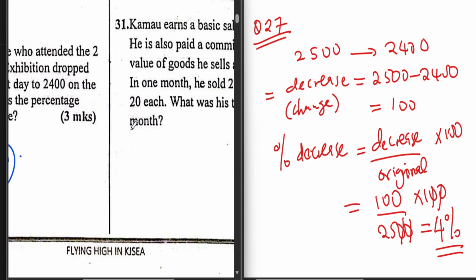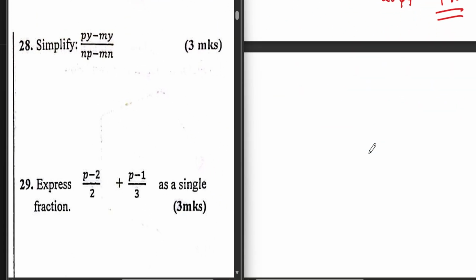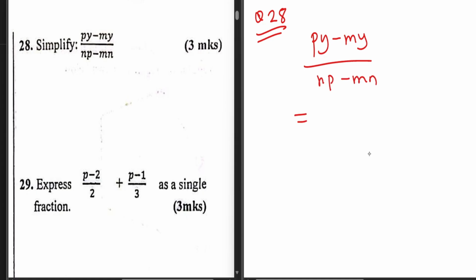That's question 27. Let's go to question 28. We're nearing the end of this paper. Question 28. Simplify py minus my over np minus mn. We factorize first. Very key concept. So the common factor on the numerator is not p, nor is it m, but is y. So y is your common factor, and therefore it is going to give you p minus m.